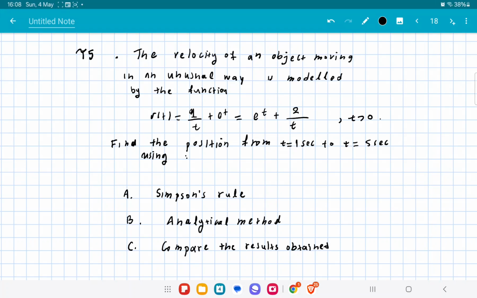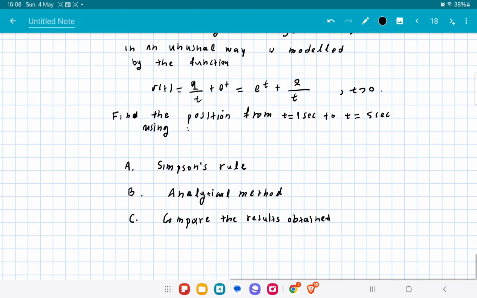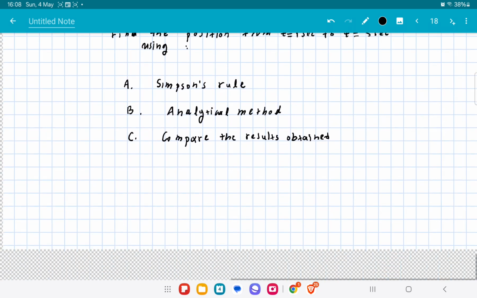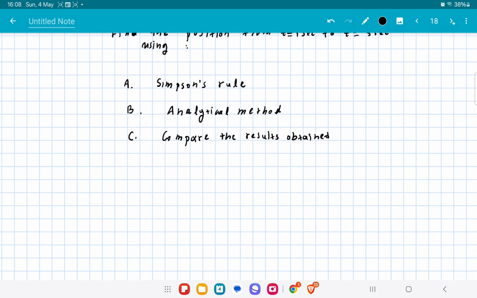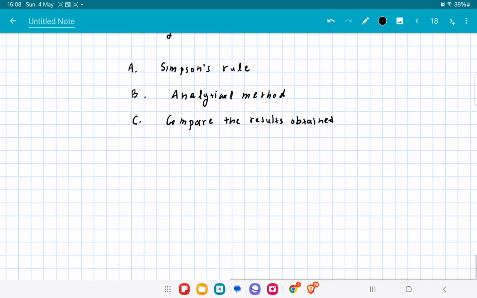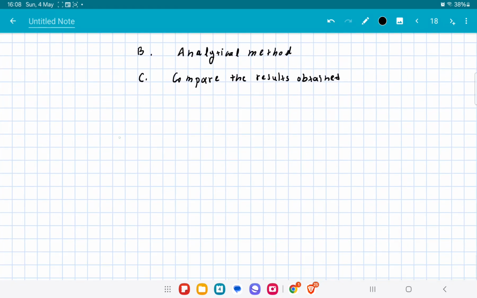The velocity of an object moving in an unusual way is modeled by the function v of t equals e to the power of t plus 2 over t for t strictly bigger than 0. Find the position from t equals 1 to t equals 5 using Simpson's rule. That's the first question, A. B, analytical method, and C, to compare the results that you get. Okay, let's start with A.